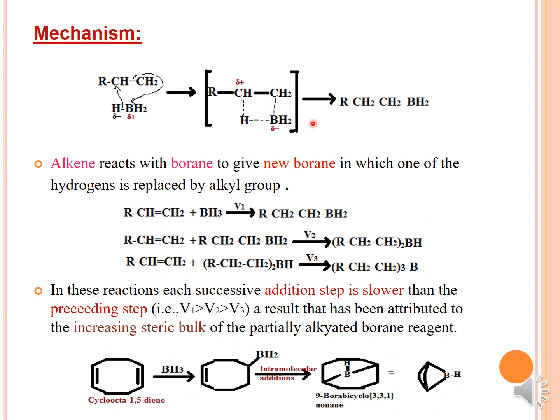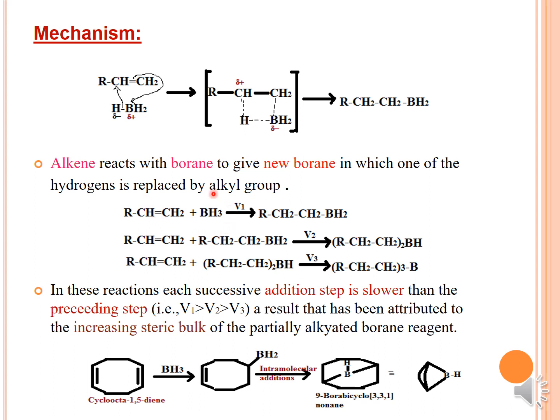After the formation of the 4-centered cyclic transition state, that is followed by the formation of the alkane-type product. When this bond attacks, the hydrogen comes and attacks over here, and you get RCH2. When the alkene bond binds to the BH2, you get CH2-BH2. That is your product, and in between there is one cyclic transition state.